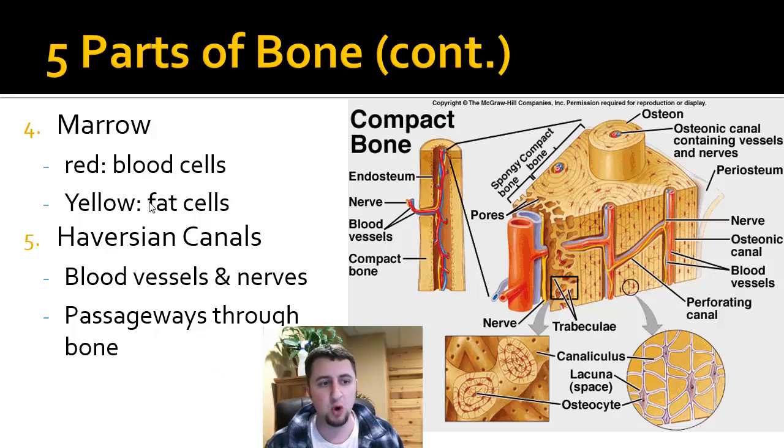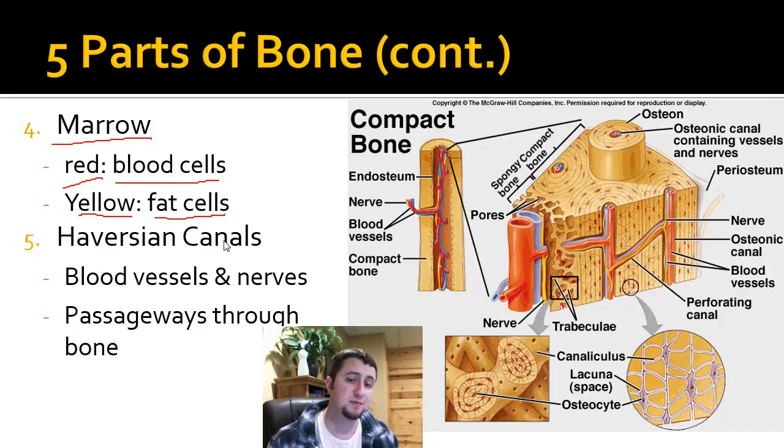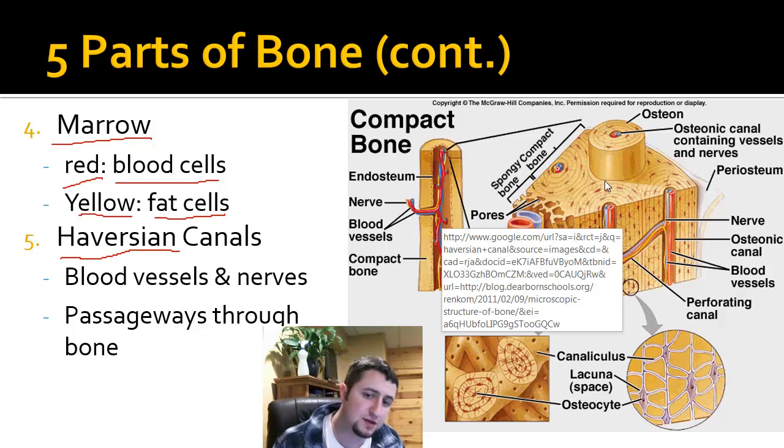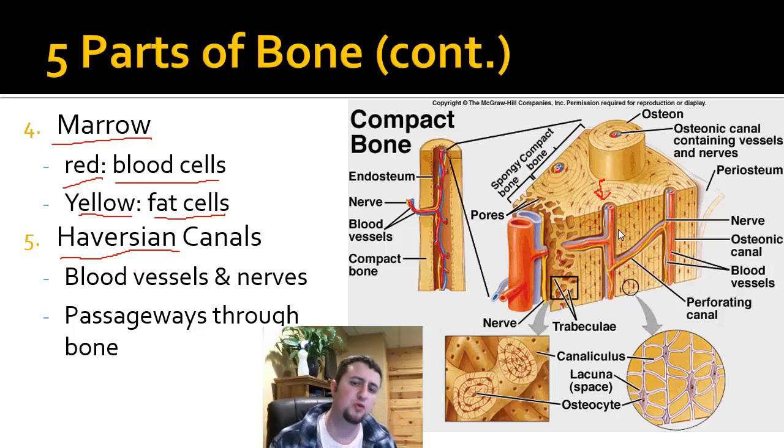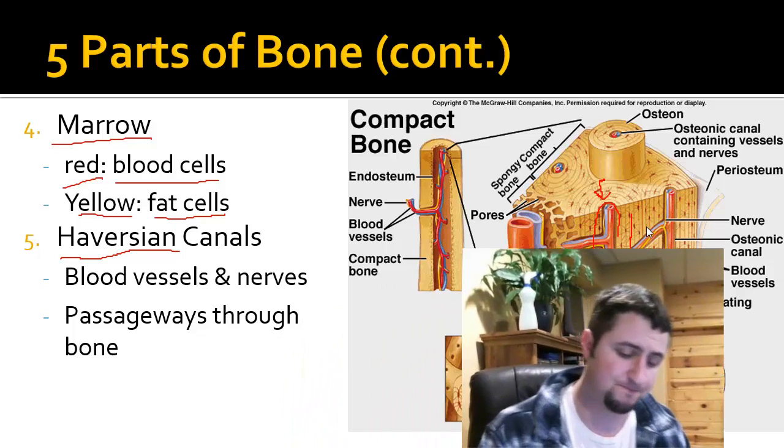We also have the bone marrow, which is on the inside of our bones. We have 2 types of bone marrow. We have the red kind and the yellow kind. The red kind produces blood cells, and the yellow kind is primarily made up of fat. So the bone marrow is on the inside. I'll show you a picture in a second what that looks like. And then we also have the Haversian canals. Those are areas in between, inside the bone, that allow for blood vessels and nerves to run through our bones.